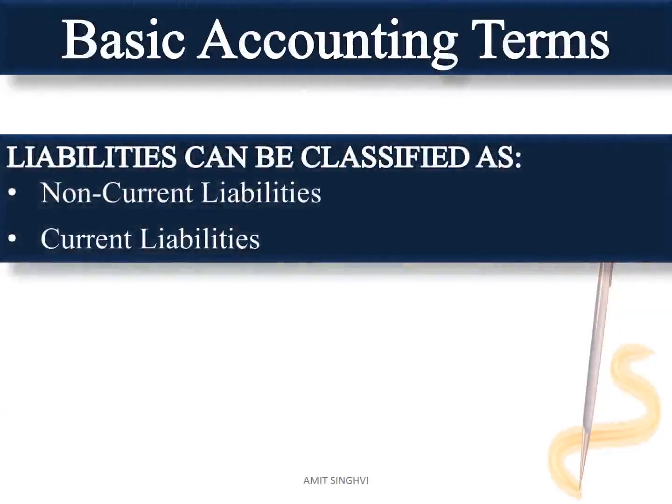Liability can be classified as non-current liability and current liability. Non-current liability means those which are to be paid after 12 months or after 1 year, and current liabilities are those liabilities which are to be paid within 12 months, meaning within the operating cycle of the business.